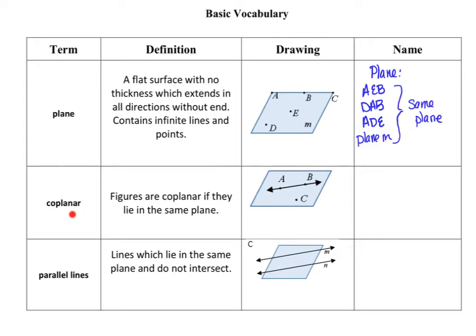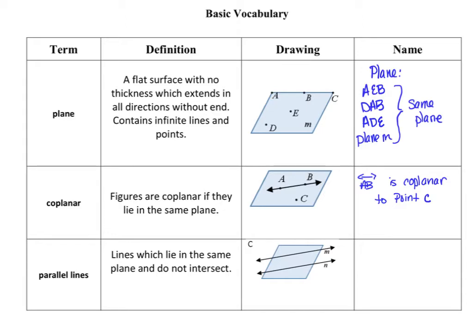Coplanar means that figures lie in the same plane. So we have a line here, there's a point here. So I can say that line AB is coplanar to point C because the line and the point are all within the plane.